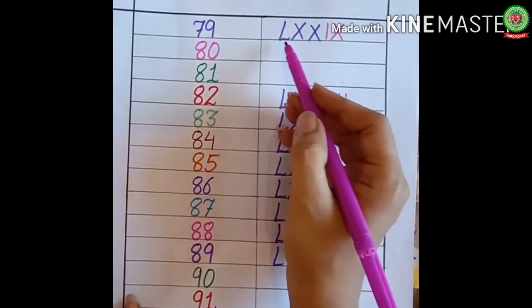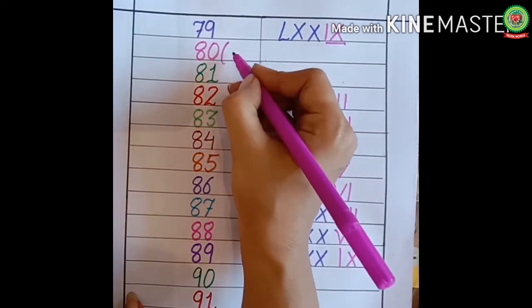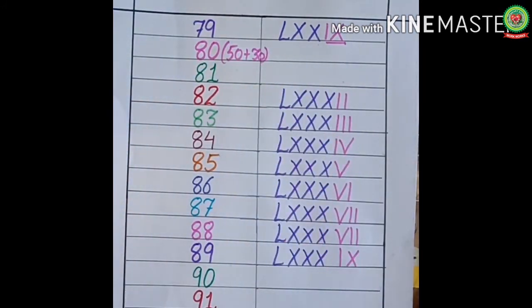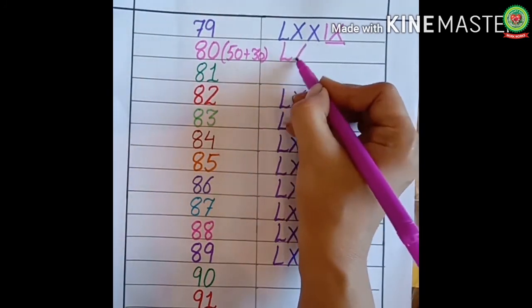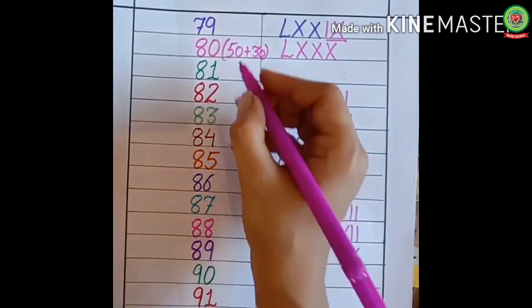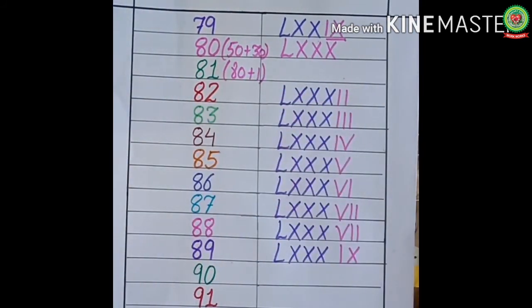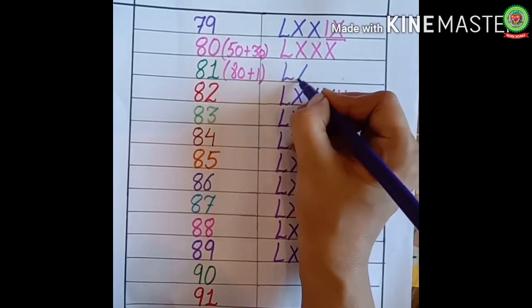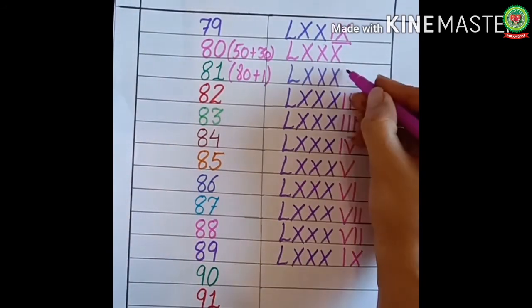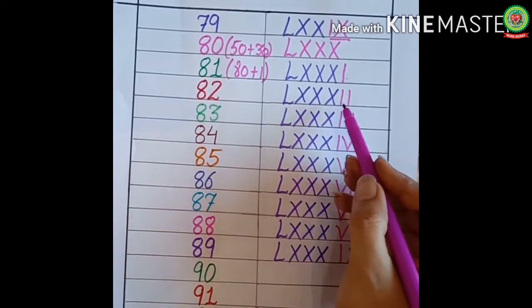Next number is 79, LXXIX. 80, 50 plus 30. So LXXX. 81, 80 plus 1. LXXX and 1 has the symbol I, LXXXI. 82 LXXXII.